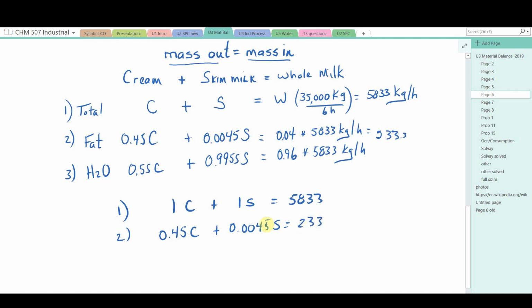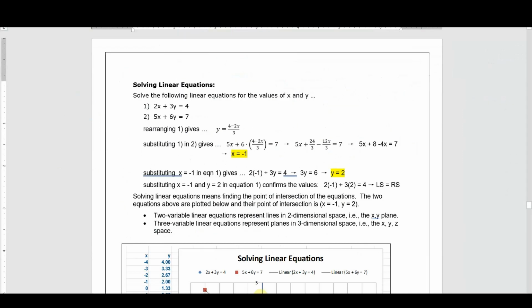So if this were math class, you'd know what to do. You can substitute one in the other and solve for the values of S and C, and we'd have our values. And there's no problem with doing that by algebra, but there are a couple of ways you can do this with a little more expedience. Let me show you those.